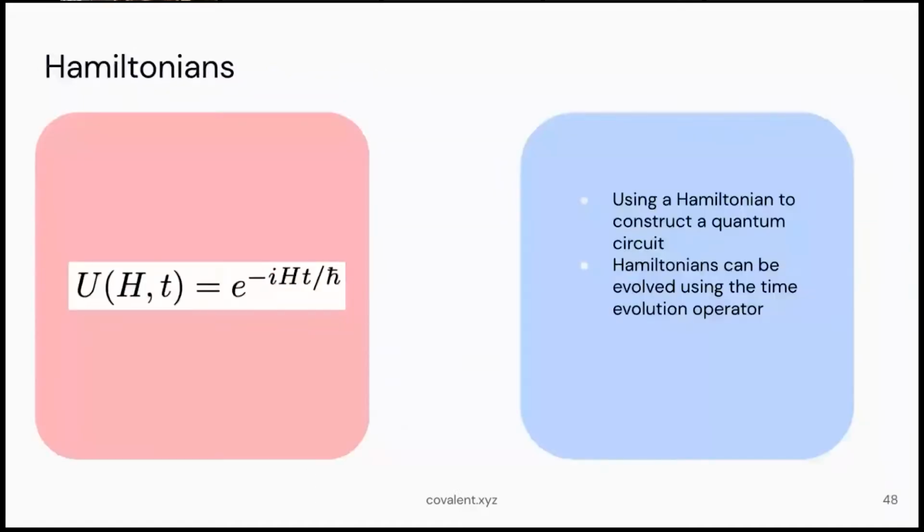Okay, so in gate-based quantum computing, we would solve this by using Hamiltonians, or these time evolution Hamiltonians. So we use that to construct our quantum circuit using this U of H and T, where you'll have an input parameter in that time evolution operator that you can tune.